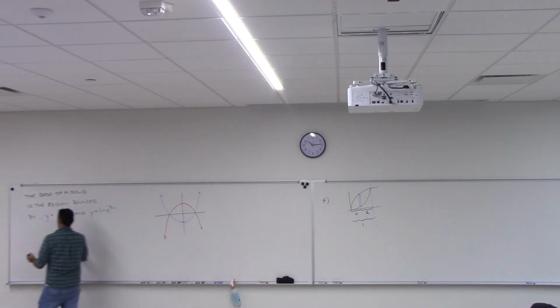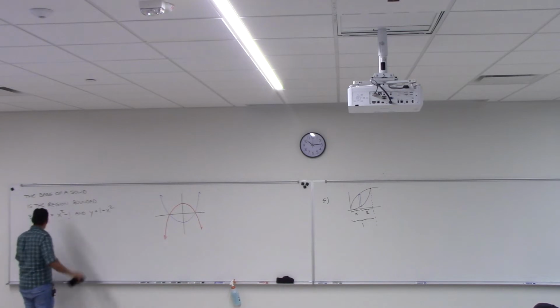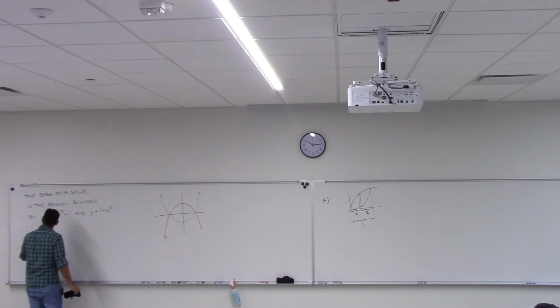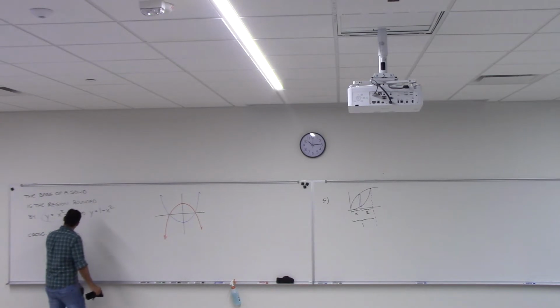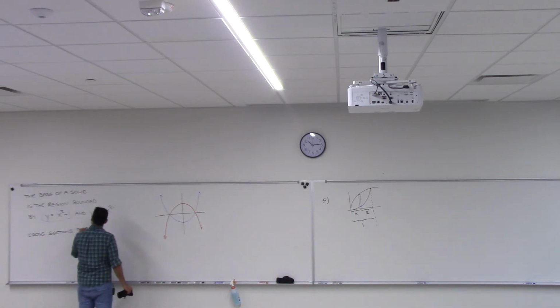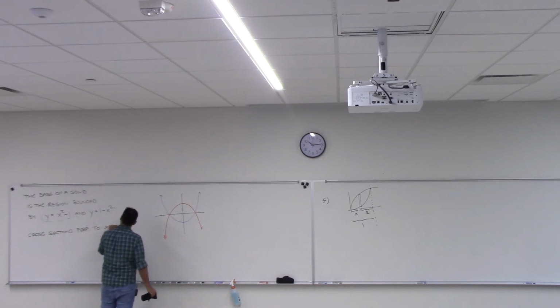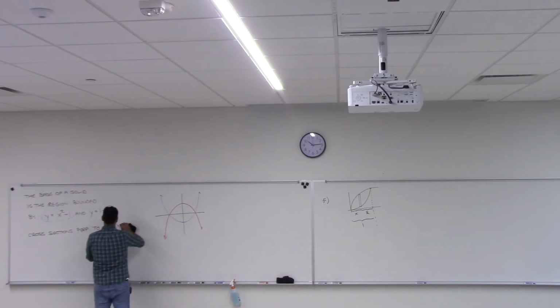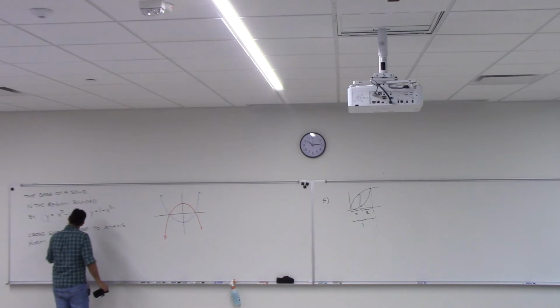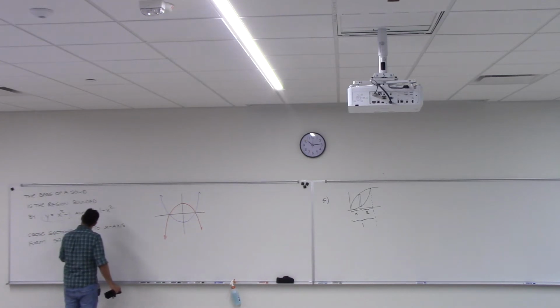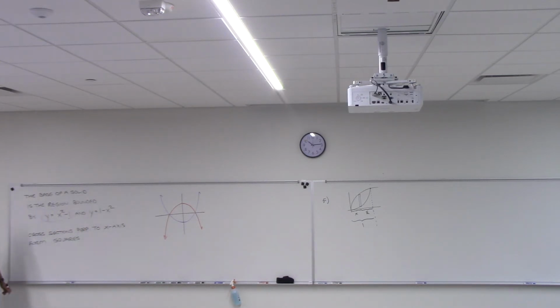All right, great. Now, cross sections perpendicular to the x-axis form squares. Find the volume of this solid.